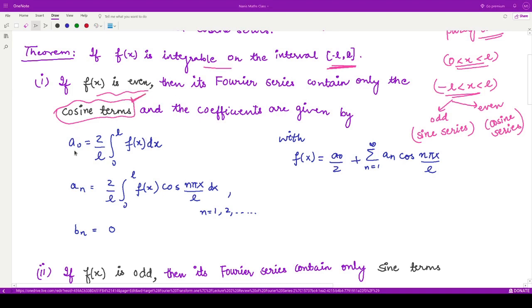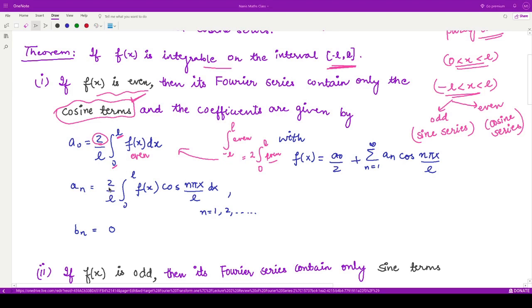When the function is even, we have cosine terms and the coefficients are given by a0 equals 2 upon L integration from 0 to L f of x dx. This is because f(x) here is even, and we know the integration of any even function from minus a limit to the same limit is 2 times the integral of that function with limits changing from 0 to L. So we use this formula here, and accordingly a0 becomes 2 times the integral with limits from 0 to L.